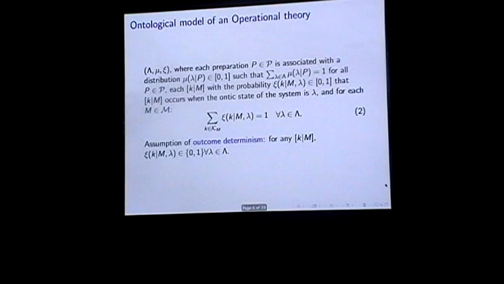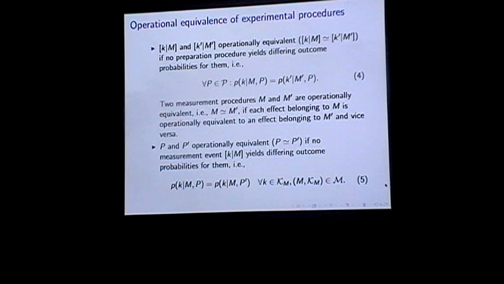Now that we have an operational theory and we have a notion of an ontological model for that operational theory, we can talk about, just given an operational theory, the notion of an operational equivalence between the experimental procedures that the theory specifies. So remember, we're only talking about prepare and measure experiments. So there are preparation instructions, there are measurement instructions.